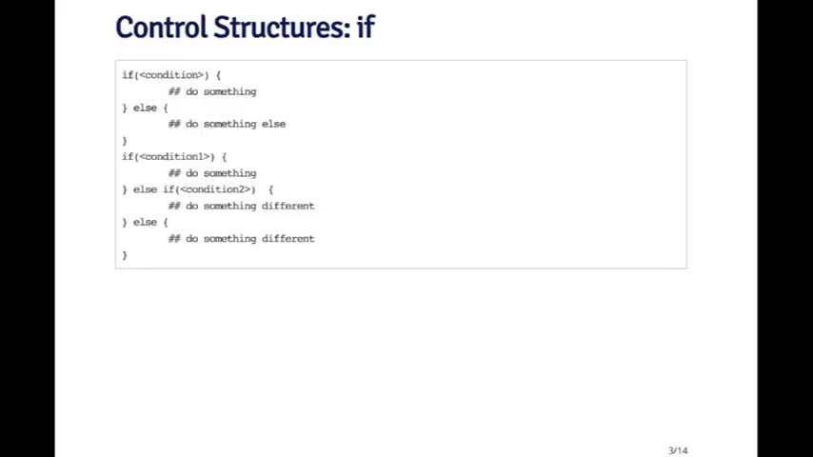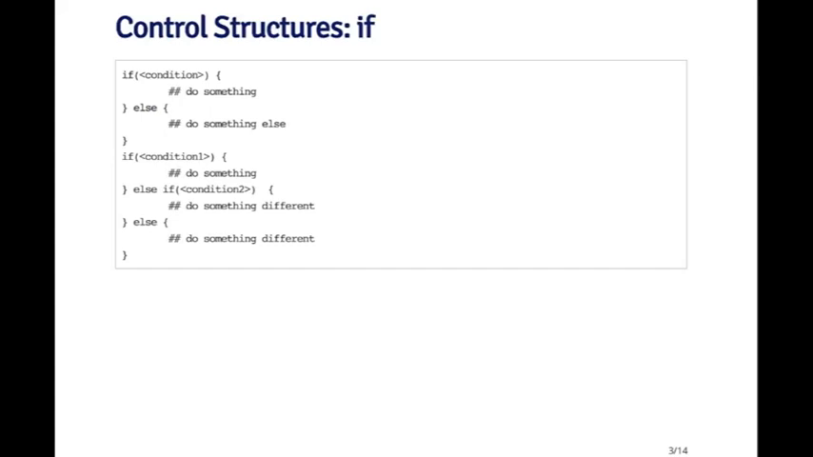So the first structure is if. So this is the if combined with else allows you to test logical conditions and to let the R program do something, depending on whether or not that condition is true or false. So if the condition is true, then you do something. Else you do something else. That's a typical kind of construct.